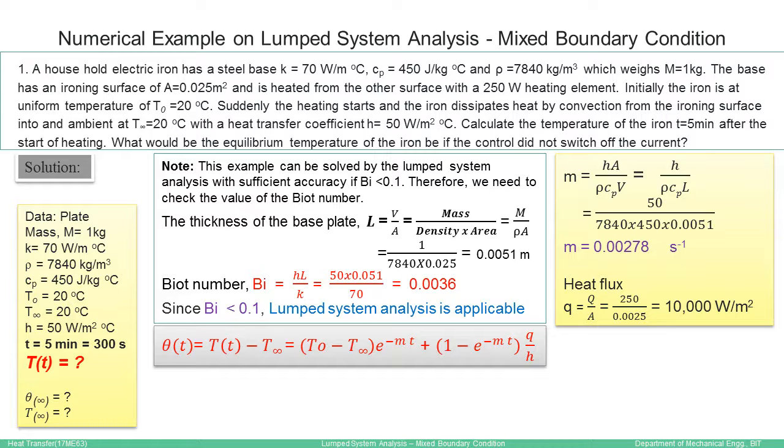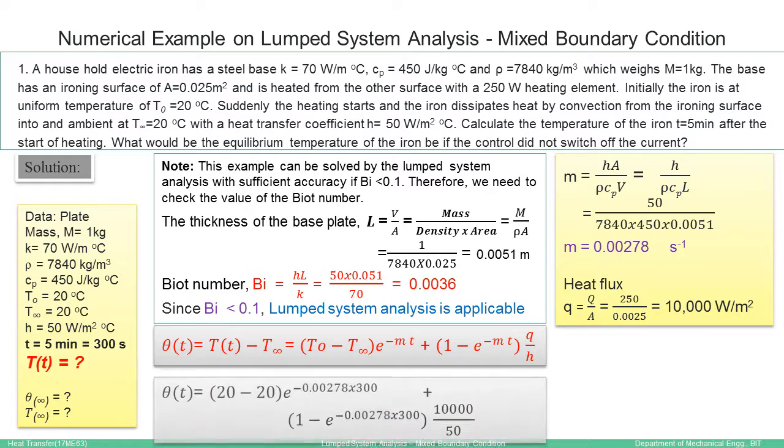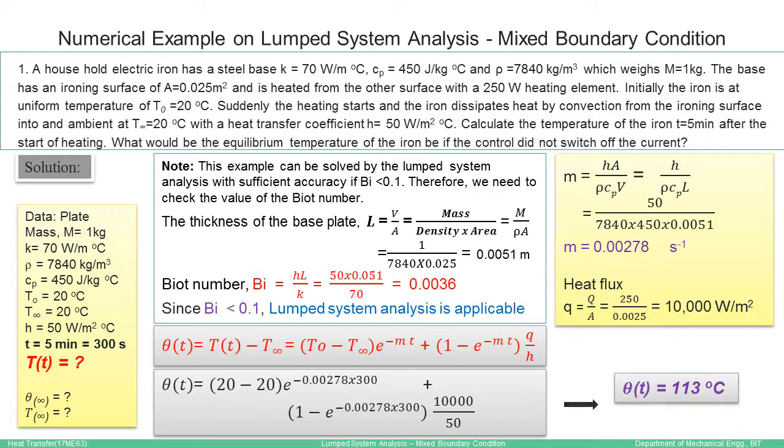Now substituting the temperatures, m and q, we get θ(t) equal to 113 degrees Celsius. Since θ(t) is the difference between T(t) and T∞, we get the temperature of the iron after 5 minutes of heating equal to 113 degrees Celsius.